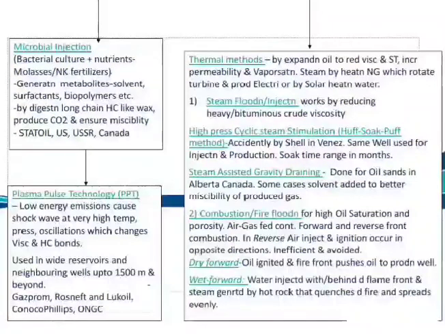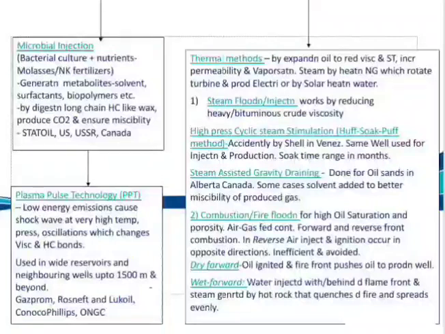In plasma pulse technology, low energy emissions cause shock waves at very high temperature and pressure, thereby inducing oscillations in a relatively stationary oil bank. These oscillations cause changes in the viscosity and break down the hydrocarbon bonds, thereby inducing fluidity. This fluidity-induced crude can now be pumped to the surface using pumps. Plasma pulse technology can be used in wide reservoirs and neighboring wells up to 1500 meters and beyond because the shock waves that are generated can create oscillations in the cross reservoirs.